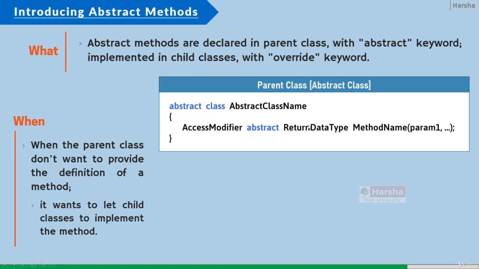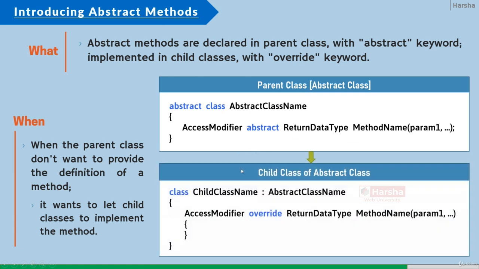So overall, an abstract method is a method that is declared in the parent class, which contains no method body. That means the parent class, that is the abstract class, is saying to the child classes, hey child classes, you must implement this method on your own. So now the child class comes into the picture. The child class extends the parent class, that is the abstract class. In this case, the child class must implement the method body of the abstract method.